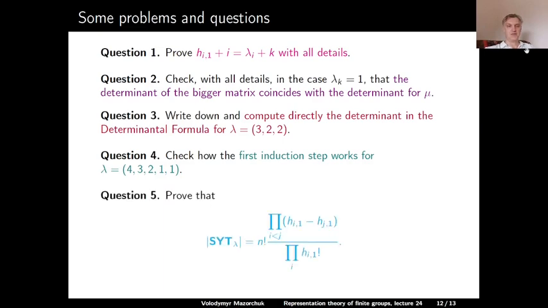And finally, question 5. Prove another formula for the cardinality of the set of standard Young tableaux of shape lambda. Namely that this cardinality is equal to n factorial times the following fraction. The numerator is the product over all i smaller than j of h_i1 minus h_j1, and the denominator is the product over all i of h_i1 factorial.